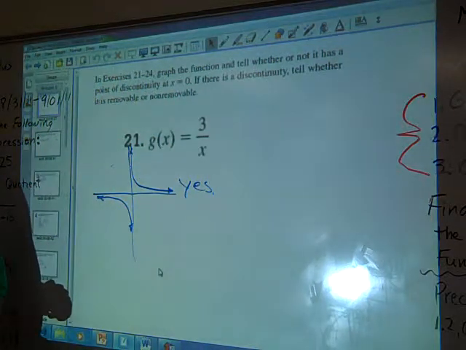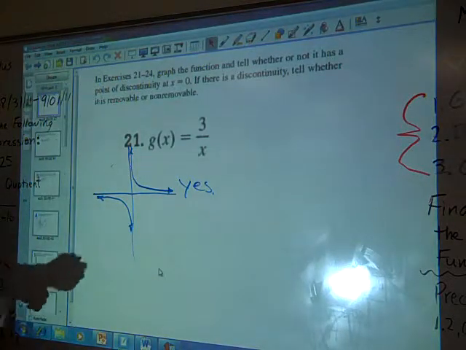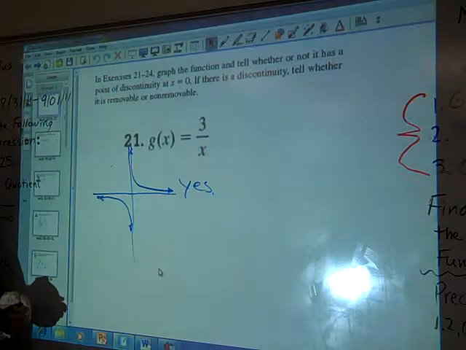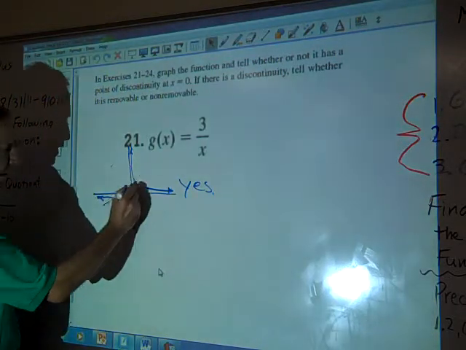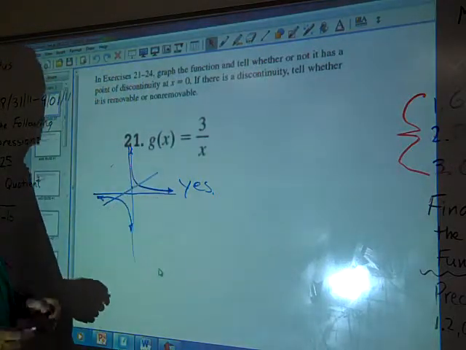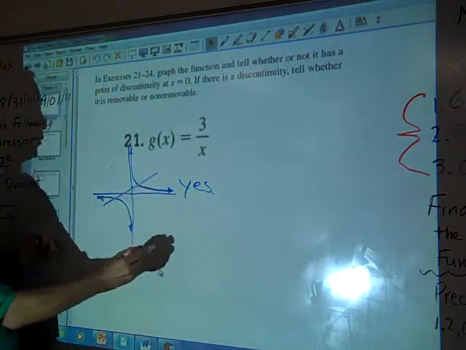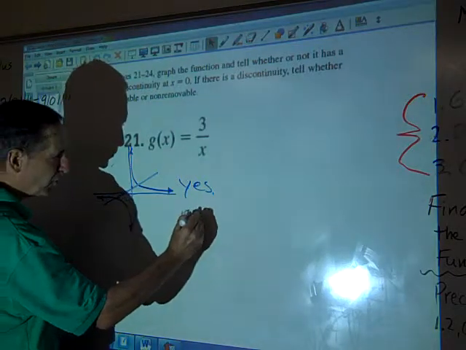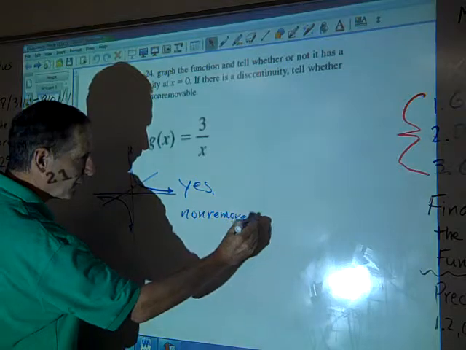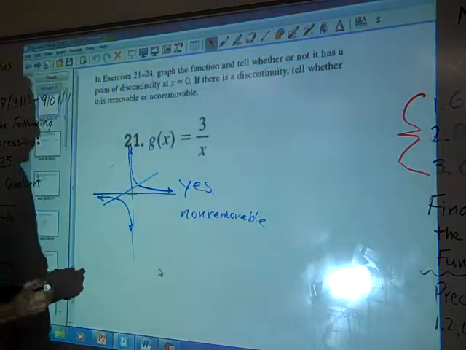Would it look like this if it was non-removable? No. It would look something like this, where we would see just a line through, right? So we say it is non-removable. So that's problem 21.